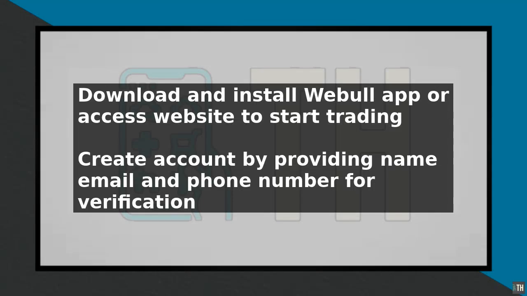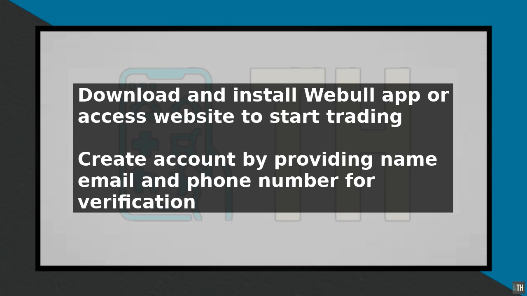Welcome to this comprehensive guide on how to buy and sell on Webull, a popular online trading platform. To get started, you need to download and install the Webull app on your device or access the website. Create an account by providing the required information, including your name, email address, and phone number, and verify your identity.